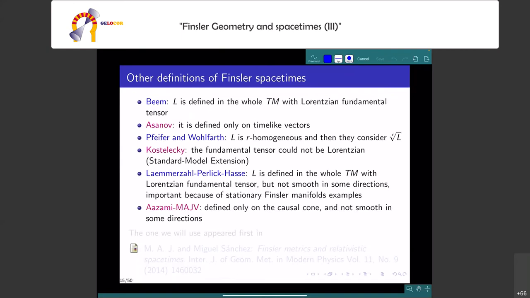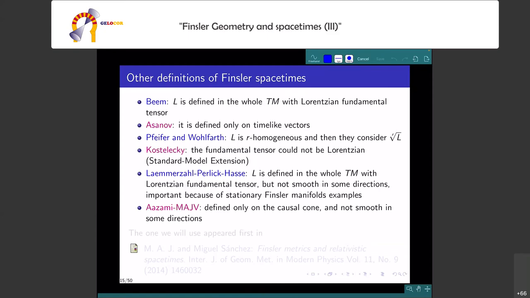I don't want to lose a long time with this, but in some definitions, for example, Bejancu probably was the first to give a definition of Finsler spacetime, where he considered the whole tangent bundle, or only time-like vectors. Beem and Wolf used homogeneous functions. Kostelecky found very different expressions for the metrics, and in some cases the pseudo-Finsler metric was not of Lorentz type. Lammerzahl, Perlick, and Hasse consider pseudo-Finsler metrics which are not smooth everywhere. There are some directions where they are not, like for example the Fermat example we saw just a few minutes ago.